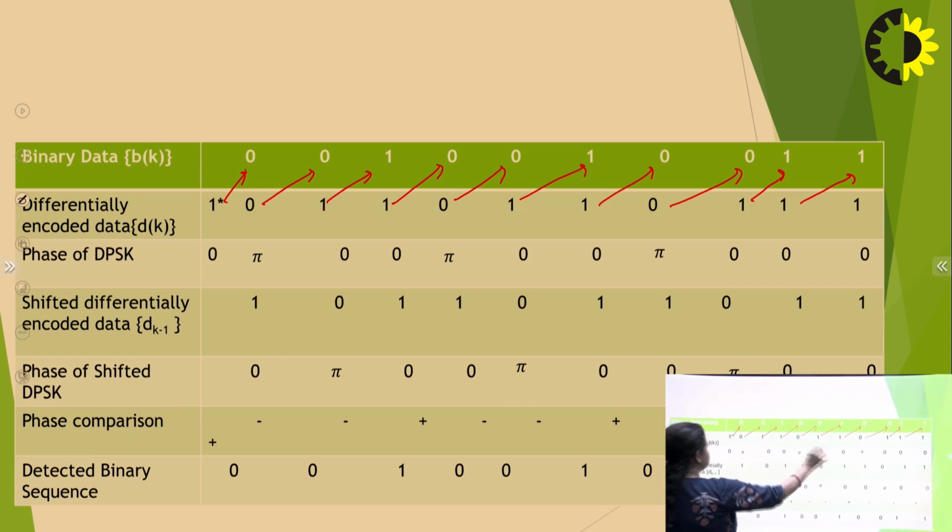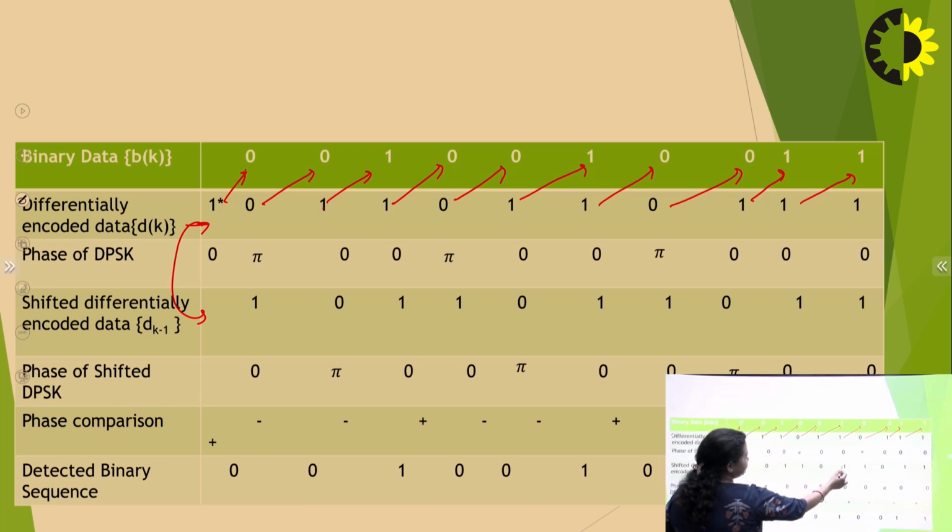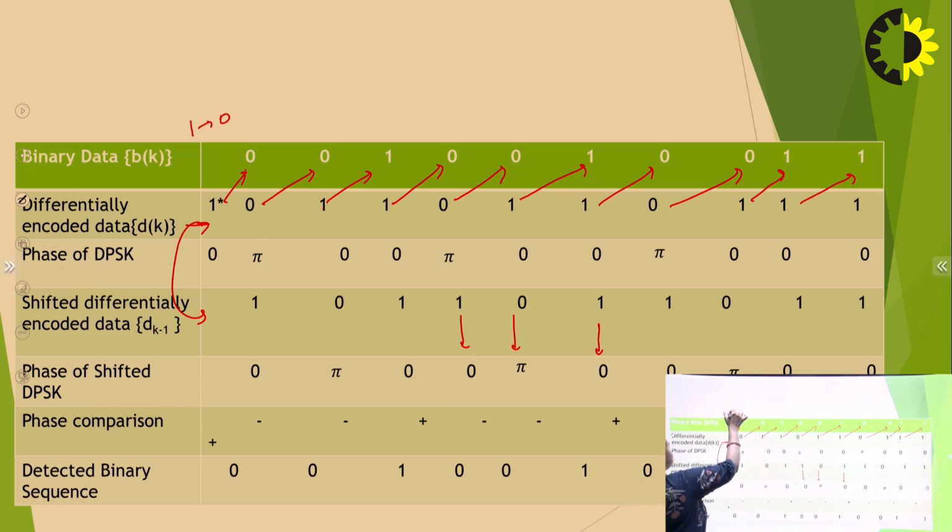So for the phase of this particular one, for 1 you are using 0, for 0 you are using pi. Then again for the differentially shifted, you have to shift this particular data by 1 bit. So you shifted it, then the phase of this shifted data: for 1 it is 0, for 0 it is pi. And again the same, for 1 you are using 0, and for 0 you are using pi, right?